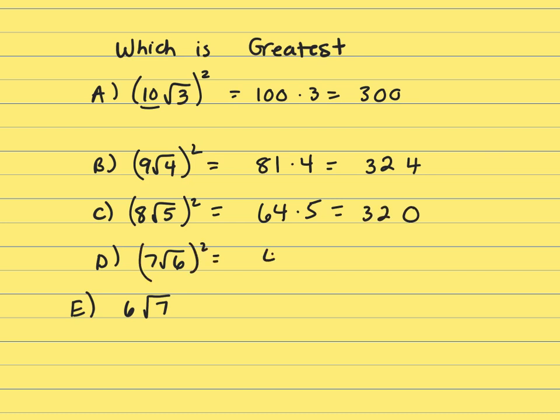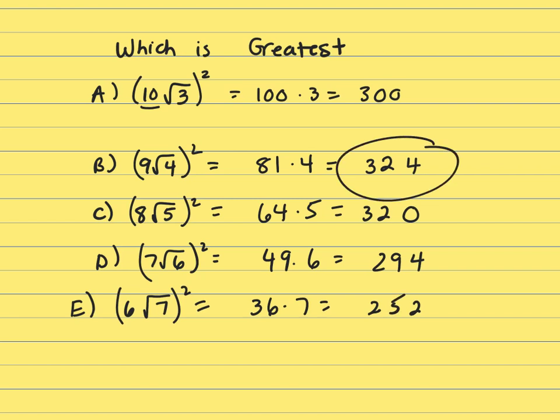And this is going to be a 49 and a 6. And 6 times 9 is 54. Carry a 5, that's going to be 294. Square this one, and that's going to be a 36 and a 7. And 7 times 6 is 42. Carry a 4, it's going to be a 252. So your greatest one's that. And that took me less than a minute and a half.